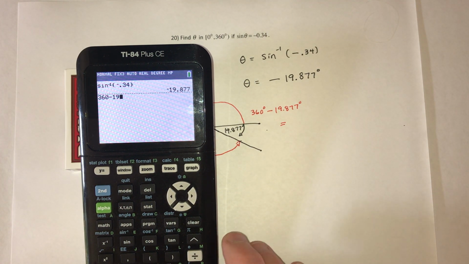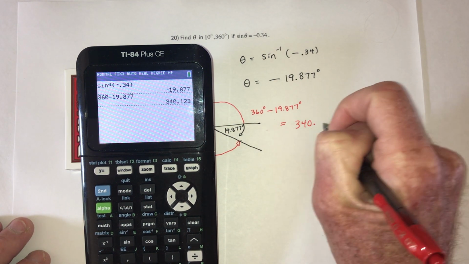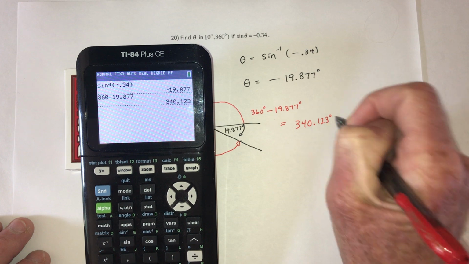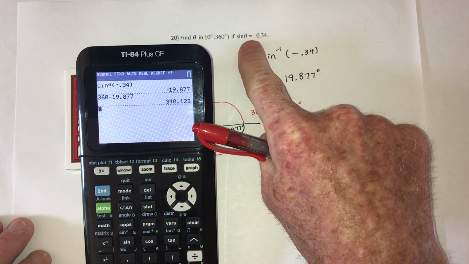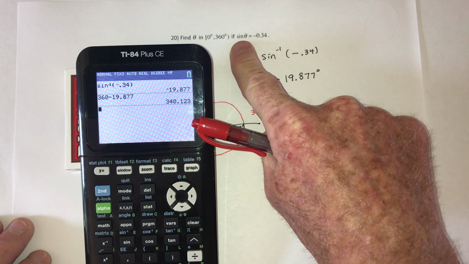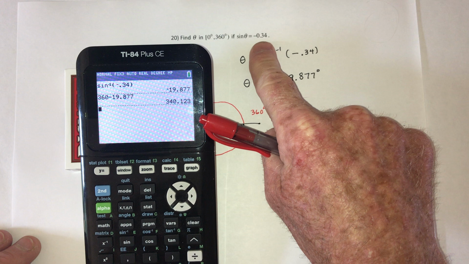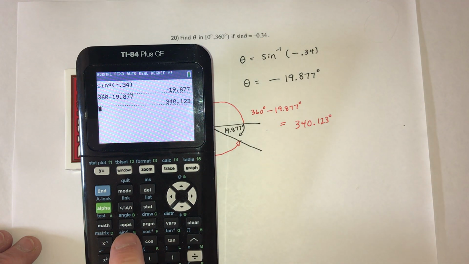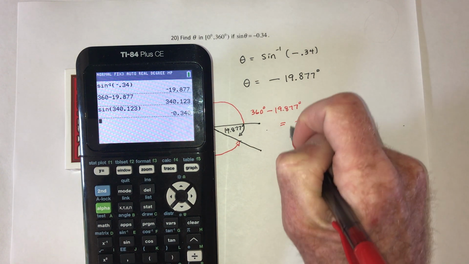360 minus 19.877 is 340.123 degrees. And I can check that answer by putting it back in the original problem and finding out what sine of that is. It should tell me the answer is going to be negative 0.34. So what's sine of 340.123? Yep, it's right.